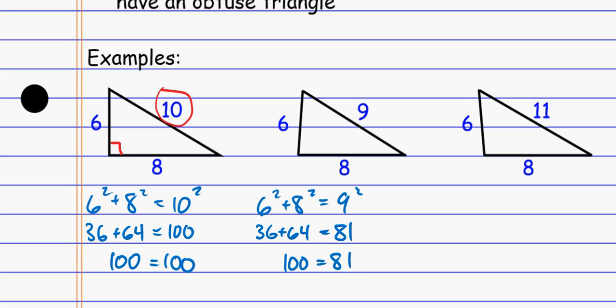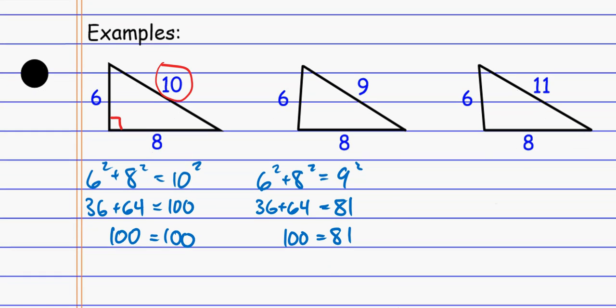Notice the side with the hypotenuse is only 81, and it's supposed to be 100. It's too small, which means the hypotenuse is too small. And so when the hypotenuse is too small, the angle across from it is too small, meaning that I have an acute angle instead of a right angle. And that makes this thing an acute triangle. So not only can we say whether or not it's a right triangle, but we can actually classify what kind of triangle it is. This one was a right triangle. This one is an acute triangle.